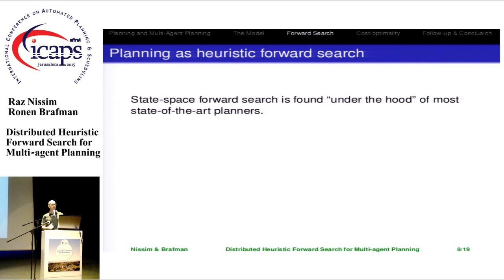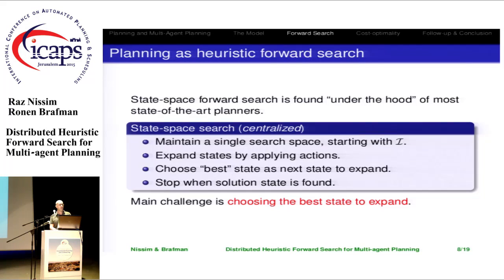So how did we go about solving this problem? We went for heuristic forward search. State-space forward search is found under the hood of most, let's say, state-of-the-art planners, and we said, why not bring it to distributed search and privacy-preserving search as well?